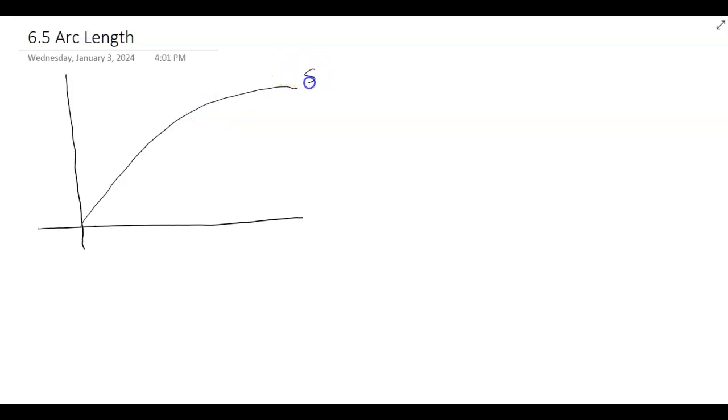So when we talk about arc length, what we mean is, suppose we have a function, whatever the function may be. We'll just call it f of x. And we have an interval A to B, and we want the length from A to B.